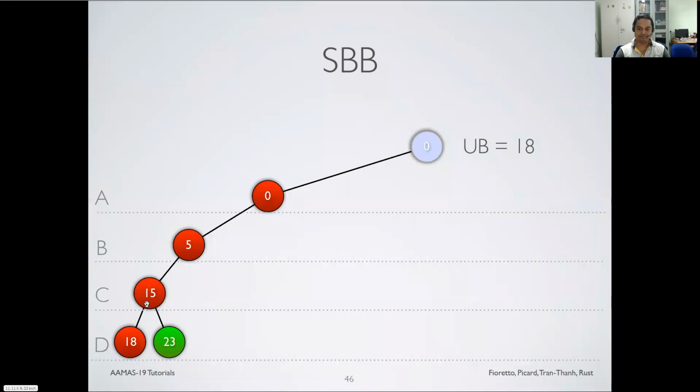Should I choose it? D is 18. Now D can also be green. If I choose D as green, the total cost will be this and this. It is 23. So should I choose this assignment? No, sir, because 18 is the minimum one. So we will discard. Clear?